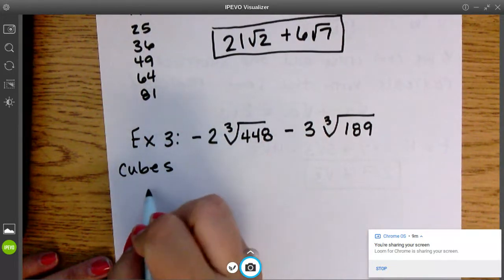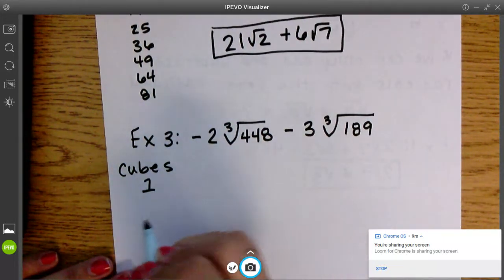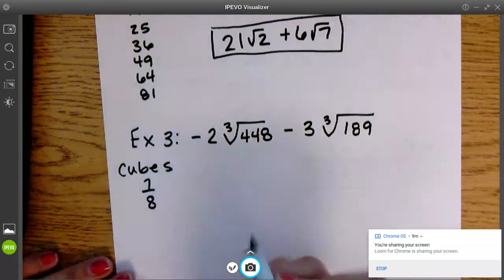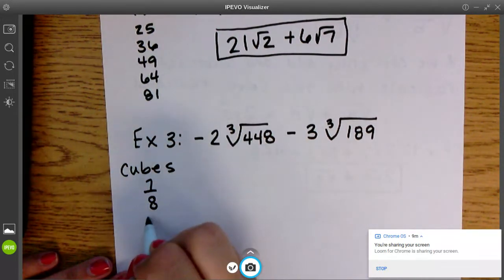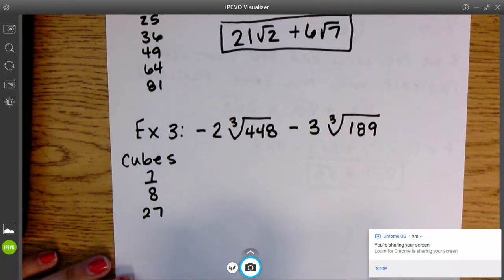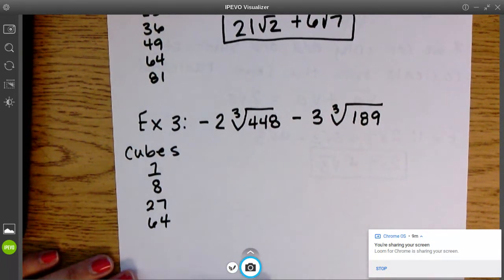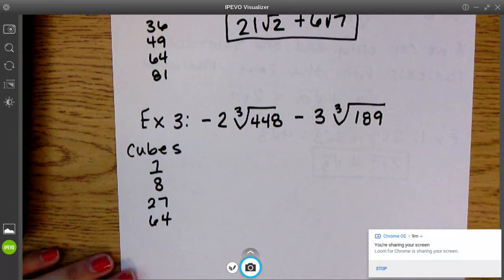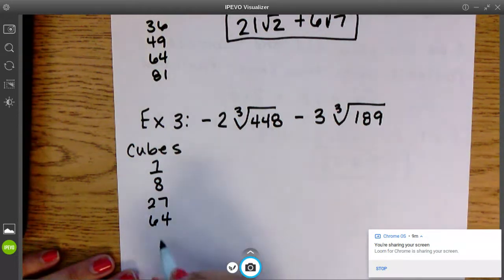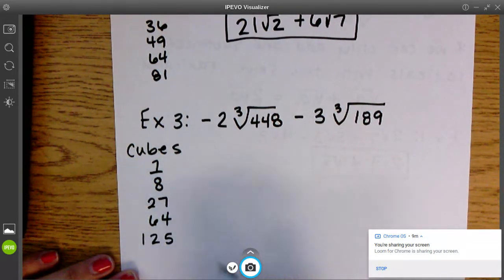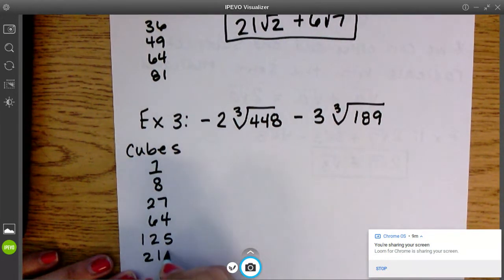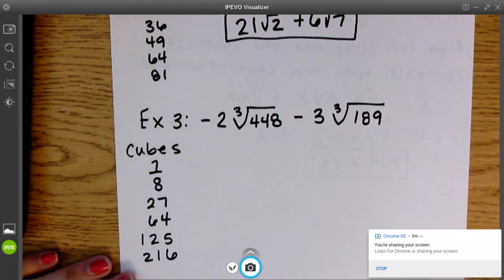1 cubed is 1. 2 cubed is 8. 3 cubed is 27. 3 times 3 times 3. 4 cubed is 64. 5 cubed is 125. 6 cubed, I'm going to put in my calculator, is 216. That's probably good. I'm going to stop there.